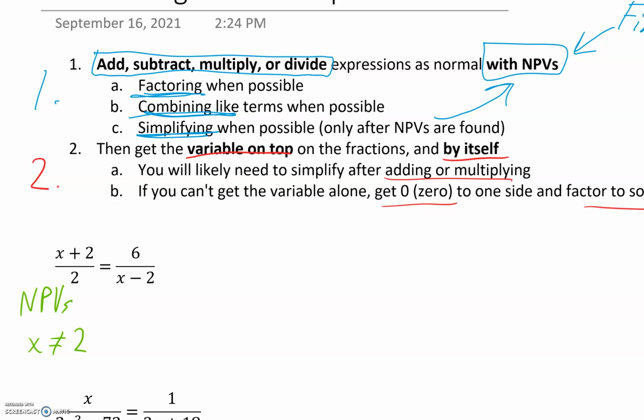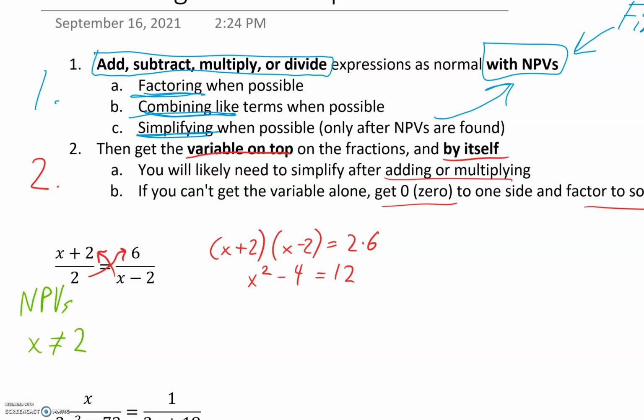Alright, so let's take a look at the next step, which is to get the variable on top of the fraction. So we're going to move the denominators up, and another way to say this is cross multiply. So we're going to get x plus 2 times x minus 2 equals 2 times 6. If we multiply those out, we get x squared minus 4 equals 12.